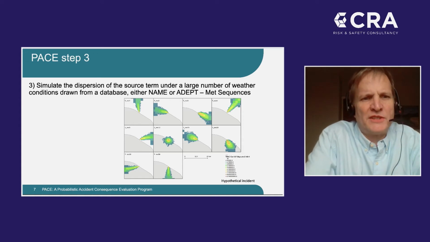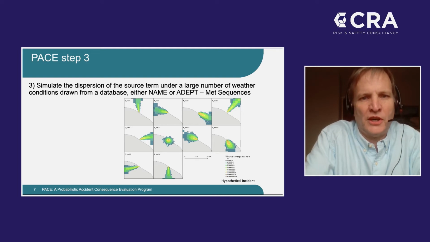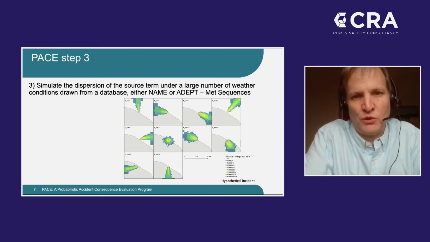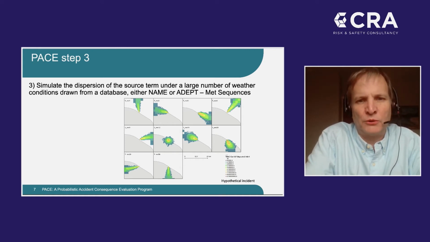So the third step is to simulate the dispersion of the source term, and we do that under a large number of weather conditions drawn from a historical database of weather conditions, and you can do that with either the NAME code or the ADEP code. And you probably do that for at least 100, if not 1,000 different sets of weather conditions.